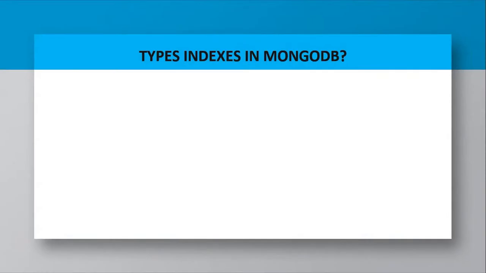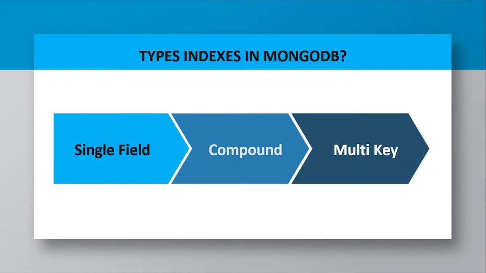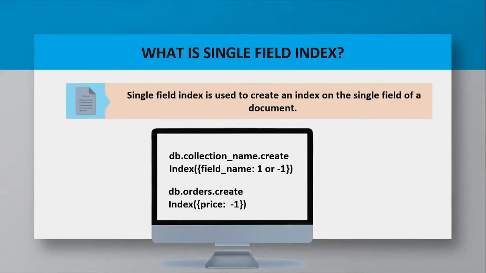All right, moving ahead, let us now discuss the types of indexes used in MongoDB. There are mainly three types of indexes in MongoDB. The first one is the single field index. Next, we have the compound index. And finally, we have the multi-key index. Let us discuss each of them in detail now.